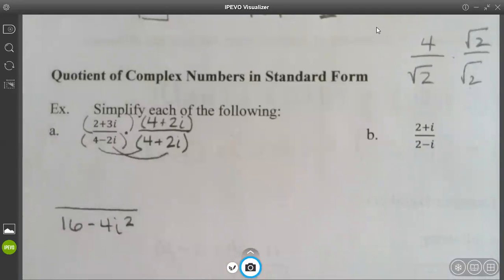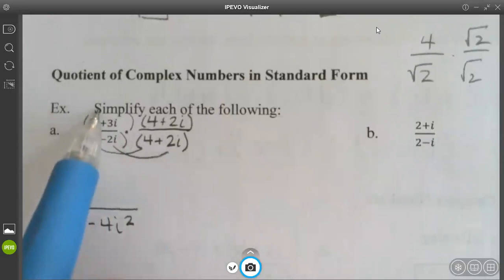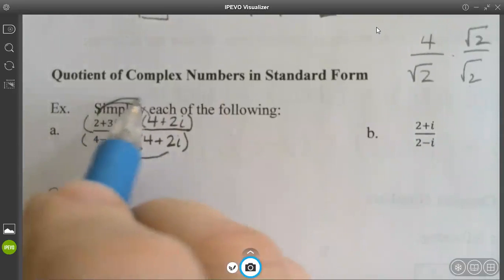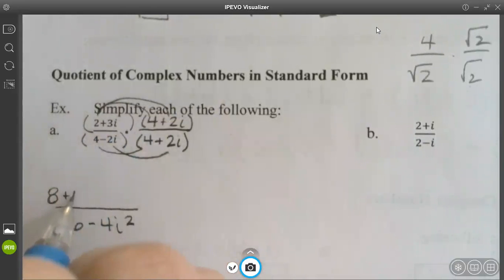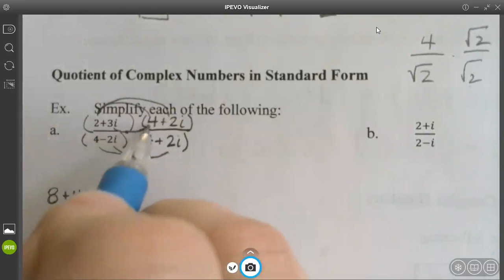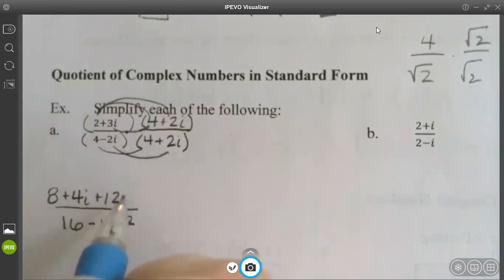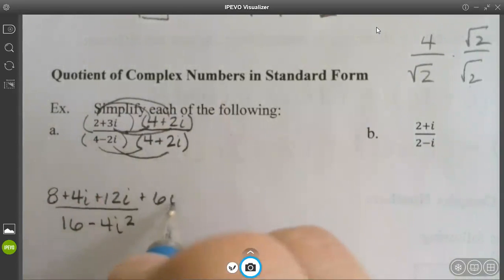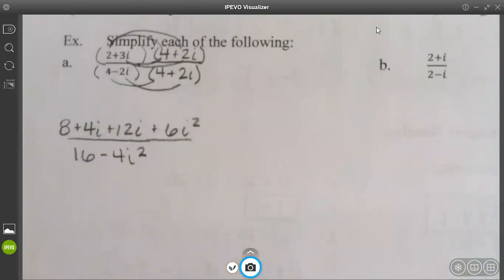We already learned at the top of the page how to multiply the top. You're going to have to do all of them because they're not conjugates. 2 times 4. 2 times 2i. 3i times 4. 3i times 2i. 6i squared. And now it's just a matter of cleaning it up.